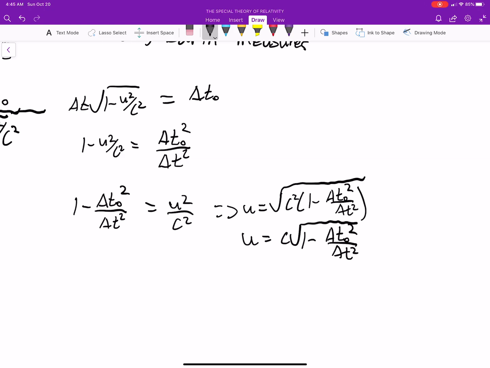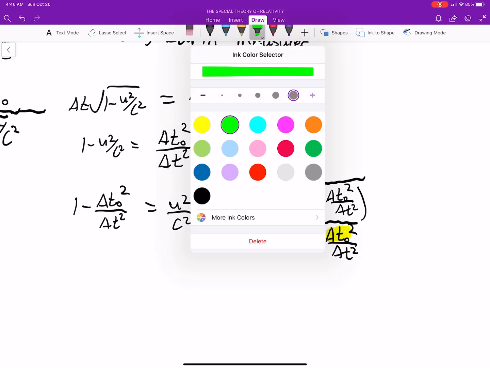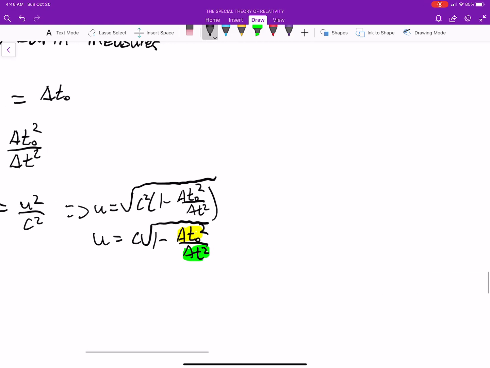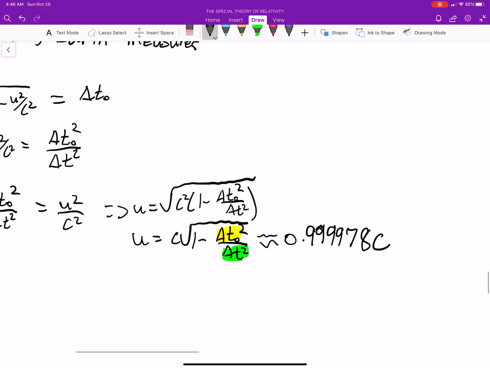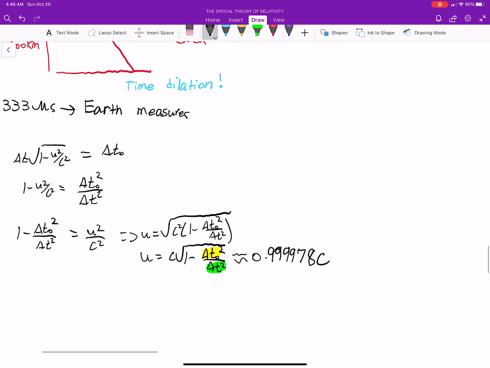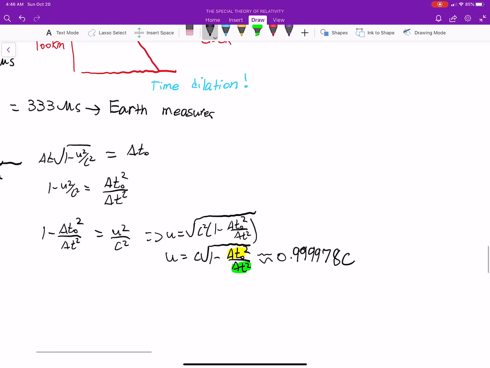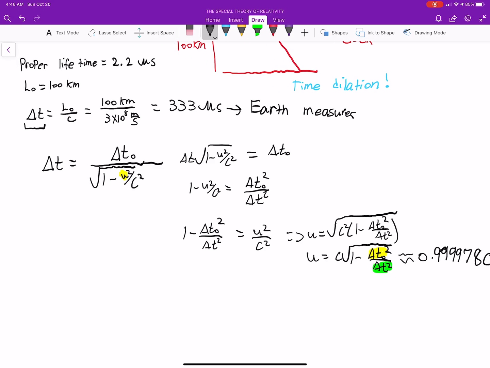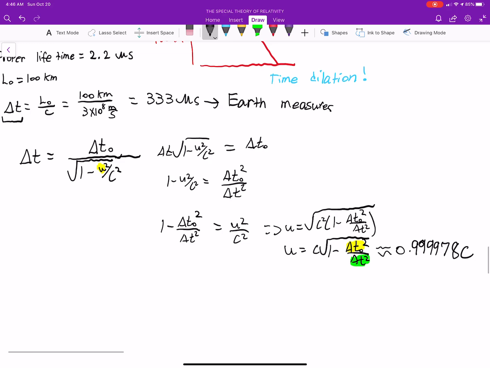They were given the proper time, delta T naught, which is what we were given in the question, and then we just found this. When you plug that in, you get a speed of about 0.99978 c, so about 99% of the speed of light. These things have to move very, very fast to get the type of time dilation that we're seeing, for it to survive this journey. Okay? So hopefully we're okay with that.